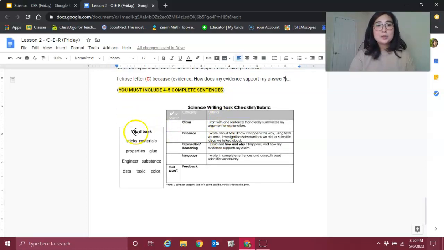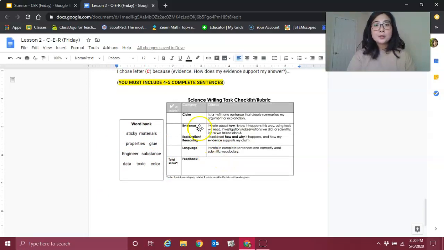Now, you may use the word bank to help you. You might need to use words such as sticky, materials, properties, glue, engineer, substance, data, toxic, and color. So if you want to use the words in the word bank, you may do so. And you can also use the checklist.